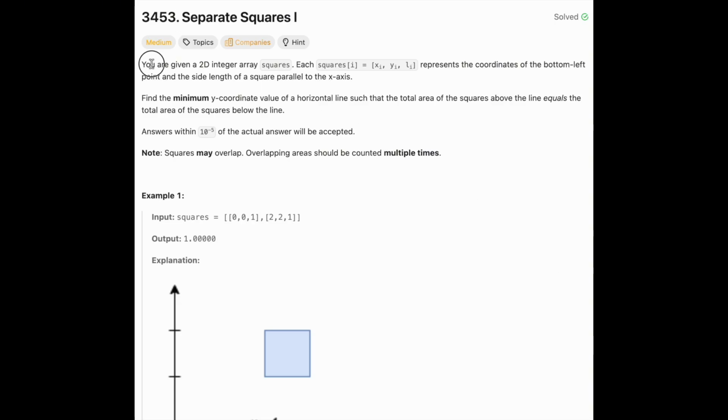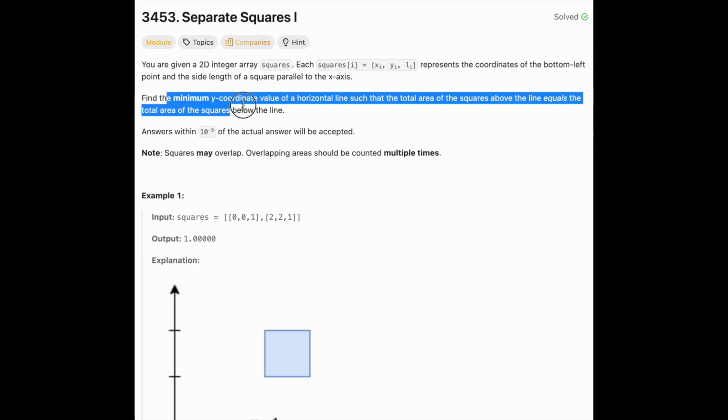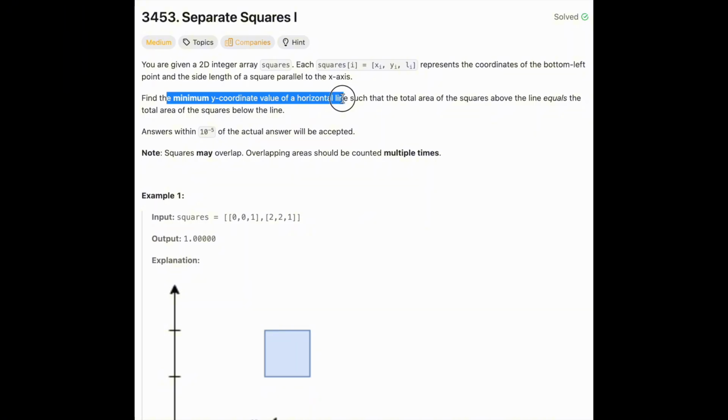So in this problem, we are given a 2D integer array squares, and for each item in squares, we will have x, y, l, in which x, y will represent the coordinates of the bottom left point, and L will represent the side length of the square parallel to the x-axis. Now, we want to find the minimum y-coordinate value of a horizontal line so that the total area of the squares can be split in two equal areas between this line.